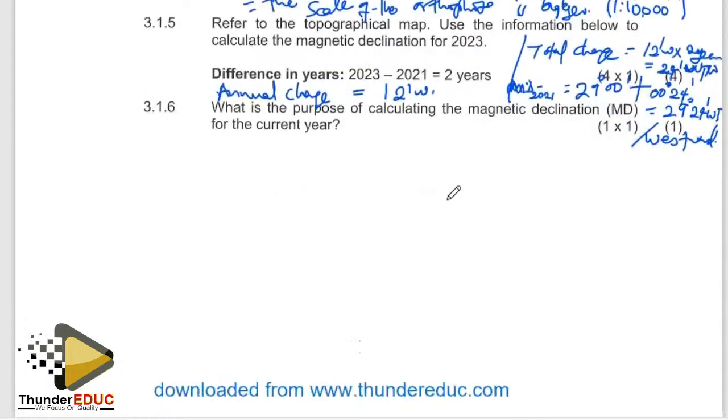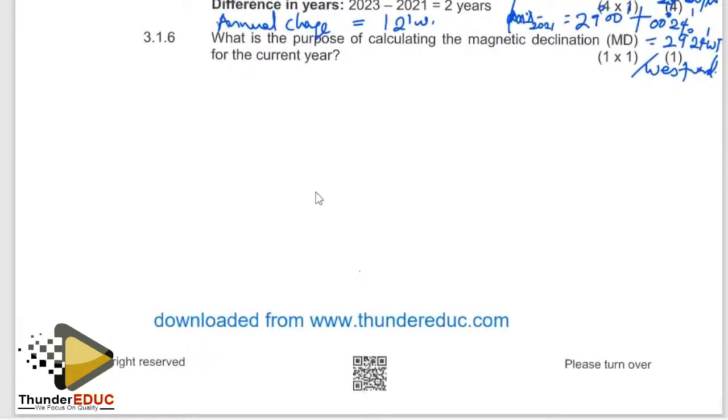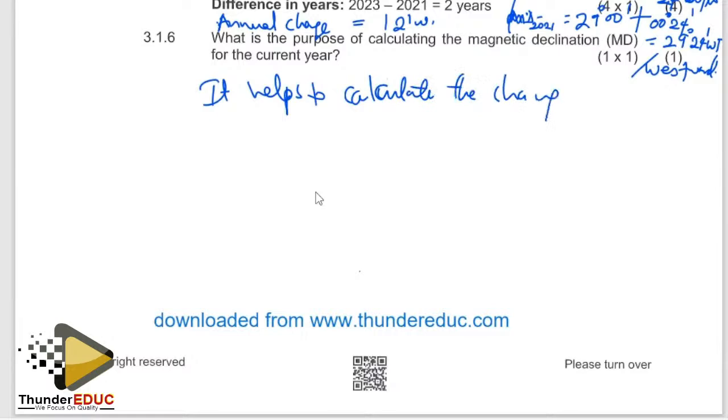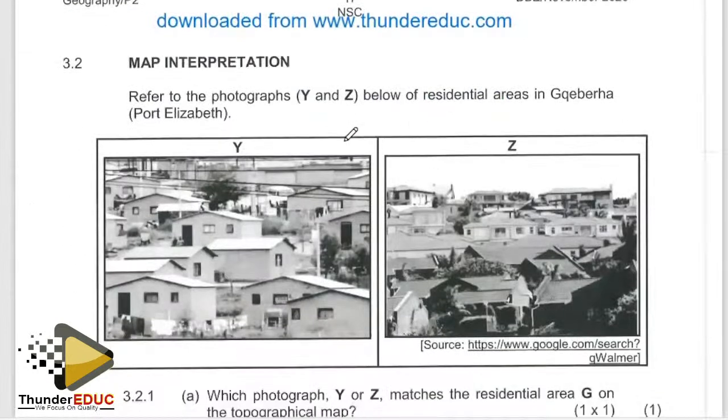What is the purpose of magnetic declination? It helps to calculate the change that must have taken place.